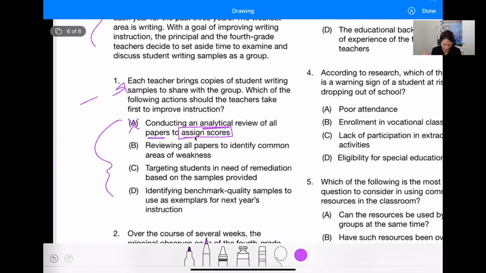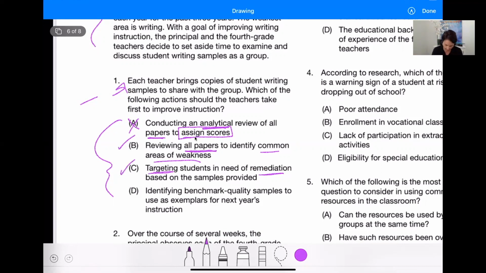Let me look at B. Reviewing all papers to identify common areas of weakness. Now, reviewing all papers, remember we said the papers could possibly be the data. So I'm reviewing all papers to identify common areas of weakness, analyzing data to determine the needs. Where is the weakness? I'll keep B. C, targeting students in need of remediation based on the samples provided. Well, I really like the word targeting. That's a good word when it comes to leadership. Remediation is also a good word when it comes to leadership because you're helping students with what they need. So I'm going to keep C.